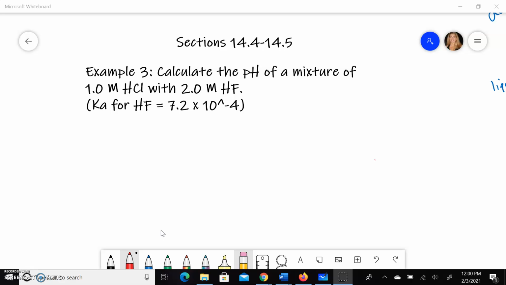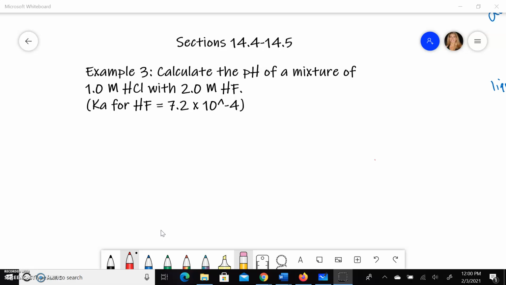So just as a reminder, HCl is a strong acid and we do not have Ka values for strong acids. Also, you don't set up iceboxes for strong acids because we know that they dissociate 100%. What we're trying to figure out is if the HF dissociates enough to add enough H plus to the solution to change the pH of the hydrochloric acid solution.